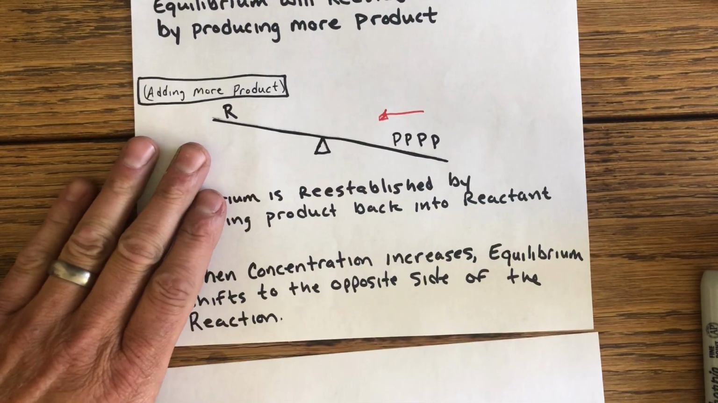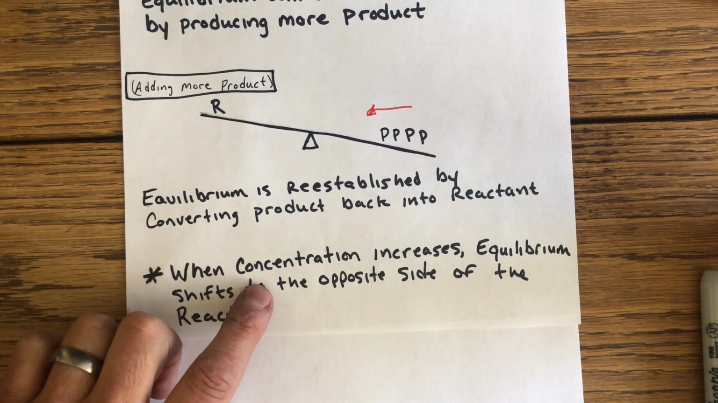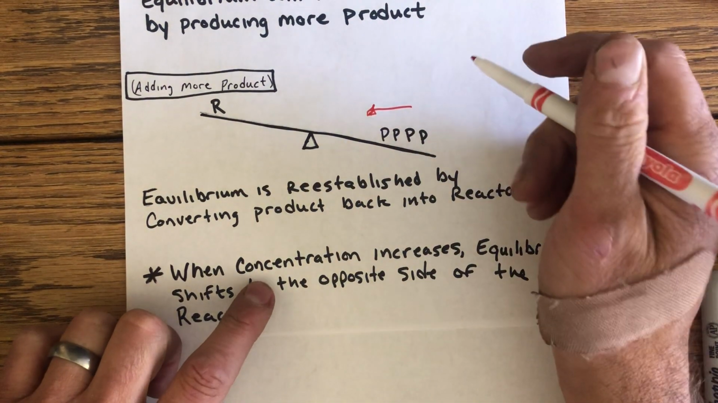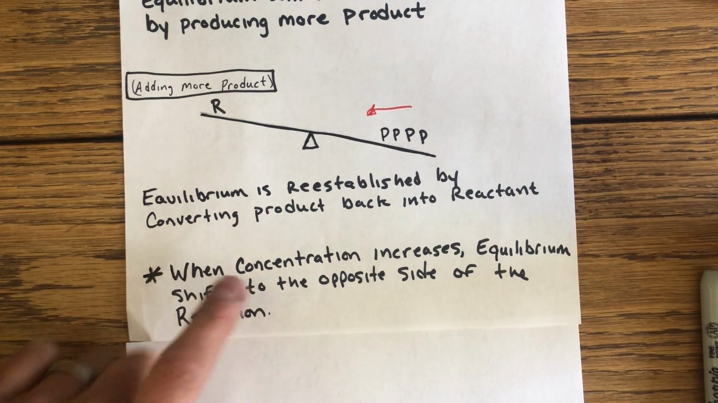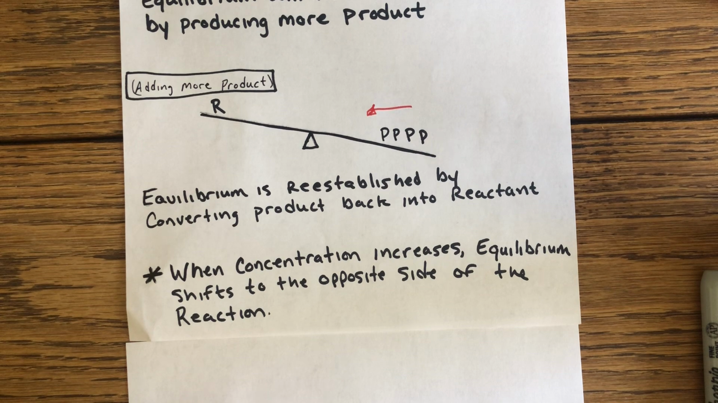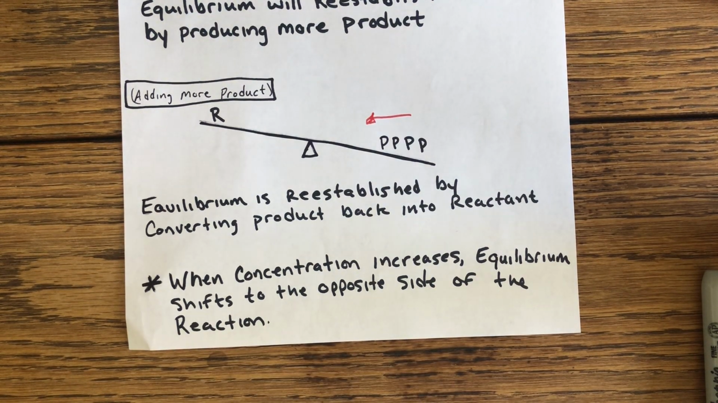When concentration increases, and sometimes when we say the amount of something, another way to say that is concentration, the equilibrium will shift to the opposite side of the reaction. That's the rule of thumb. And then we can also decrease some of these things as well.